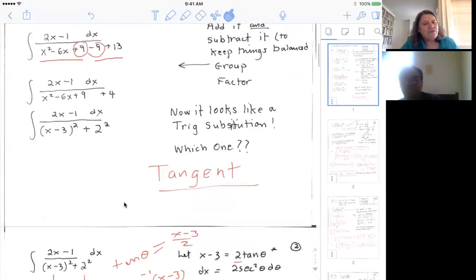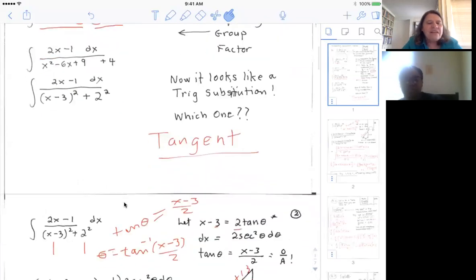I'm going to make a trig substitution then. I'm going to let this variable thing that's squared, x minus 3, be 2 tangent theta. So x minus 3 is 2 tangent theta. Remember how we let something be a times something else. My a is 2.